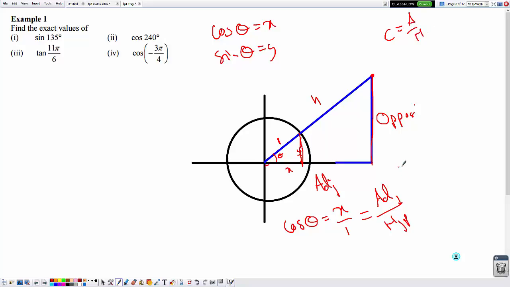And similarly, you can find from this my sine theta. Remember, sine theta is y. Good, I got it correct. But I'm going to write it as y over 1. But using similar triangles, that's also equal to this side over this side. So opposite over hypotenuse.